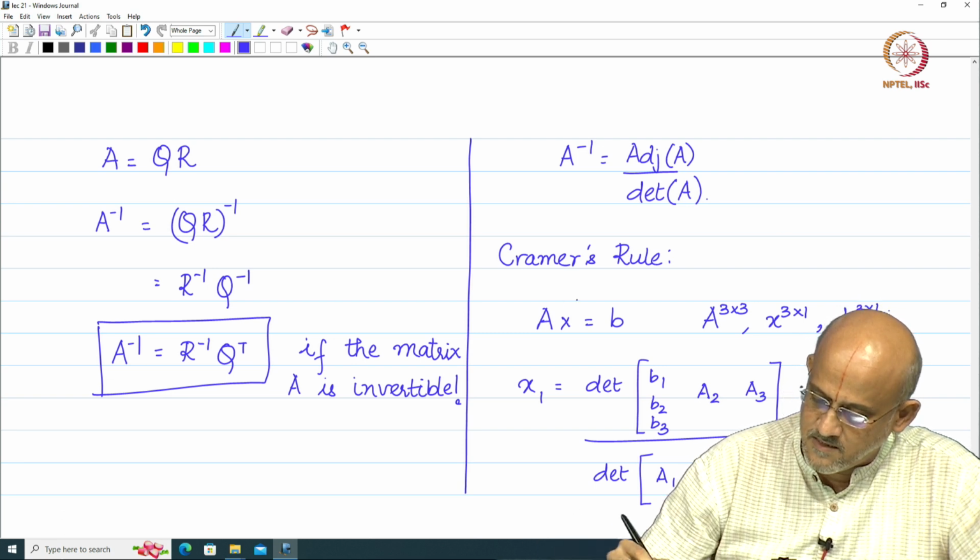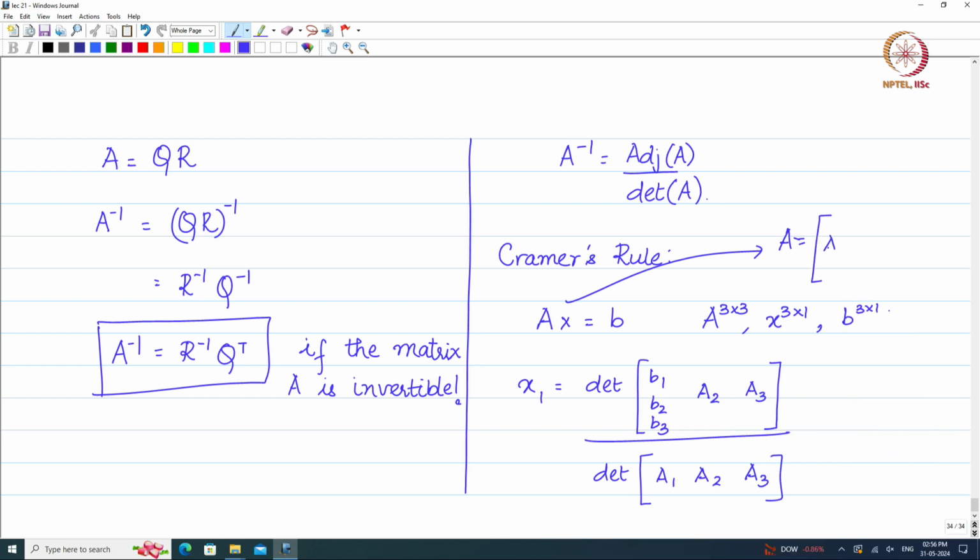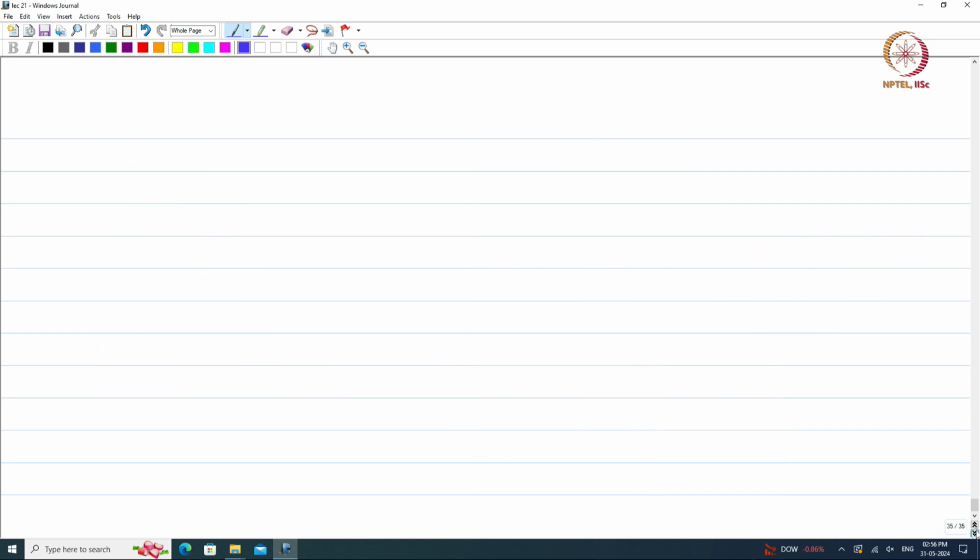So let us write this matrix A basically has 3 columns, A1, A2, A3, right. Now what did I do? I basically replaced the first column with the B vector, and then I did the determinant of the matrix containing B, A2, A3 divided by the determinant of A1, A2 and A3. Similarly I could get my x2 and x3 also the same way.